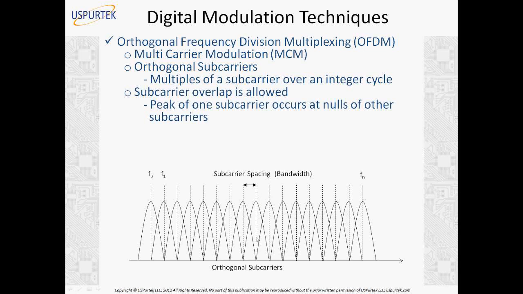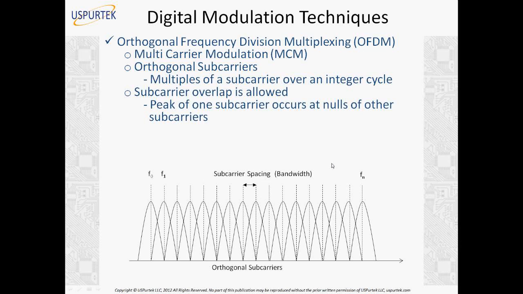It is frequency division because we are using so many frequencies: F0, F1, F2 and so on. Typically, there could be thousands of them, there could be hundreds of them, or there could be even more. So the more frequencies we have, the more is the bandwidth here. So multiples of a subcarrier over an integer cycle and subcarrier overlap is allowed, as we have seen. Peak of one subcarrier occurs at nulls of the other subcarriers. That is the key to orthogonality here.